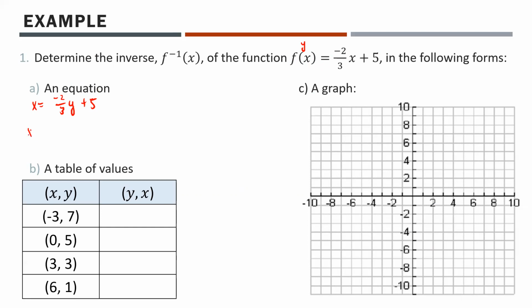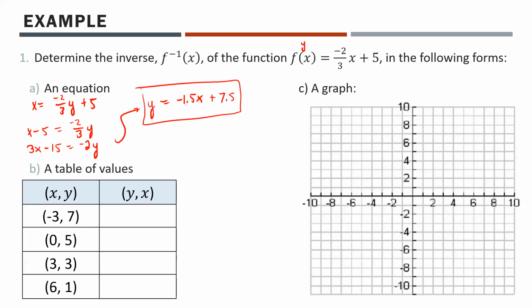So let's subtract 5 on both sides. This gives us x minus 5 equals -2/3 y. Getting rid of this fraction is kind of gross. How about we multiply by 3 on both sides to get rid of the divide by 3? So I have 3x minus 15 equals -2y. And then we just need to divide everything by -2. So y equals -1.5x plus 7.5. That is the inverse of our function, our f inverse of x. Neat, right?